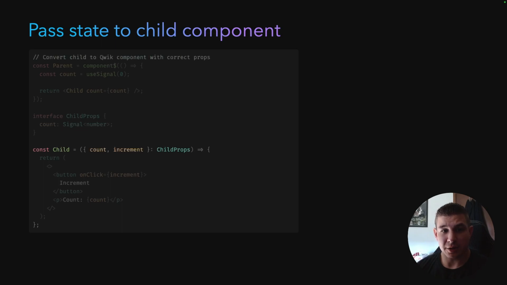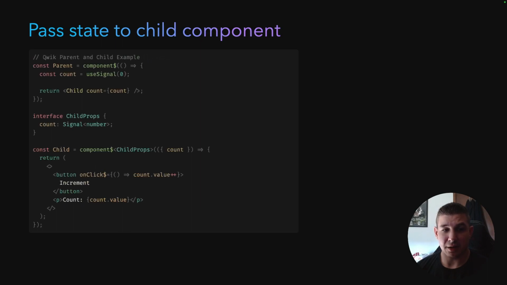Next, we wrap the child component in component$, and update the props accordingly. The button again uses the onClick$ and updates the value of the count signal directly using count.value++. And to render out the value, we simply add .value inside of the curly brace. And here's the final Qwik parent and child component.